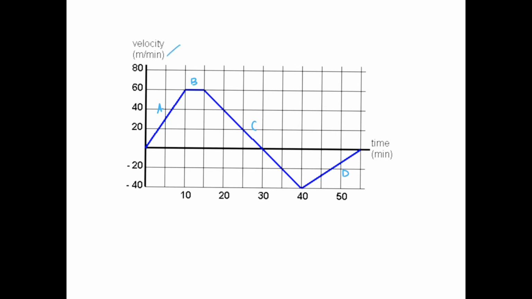Consider this velocity-time graph with segments A, B, C, and D. We could represent each segment by an equation. Segment A could be represented by the equation y is equal to 6x, or f of x is equal to 6x. Similarly, segment B can be represented by the equation y is equal to 60, or f of x is equal to 60. Remember that when we differentiate, we are getting the slope.